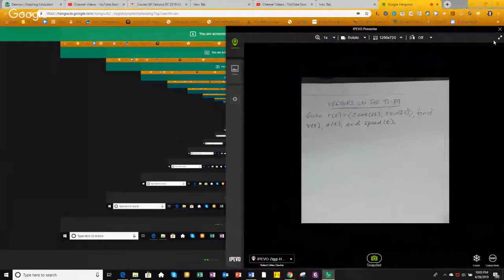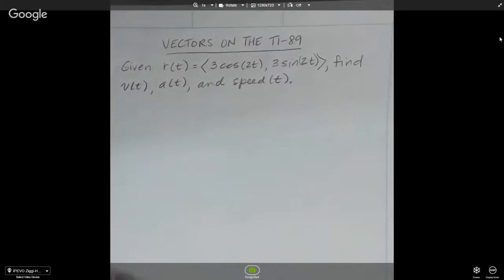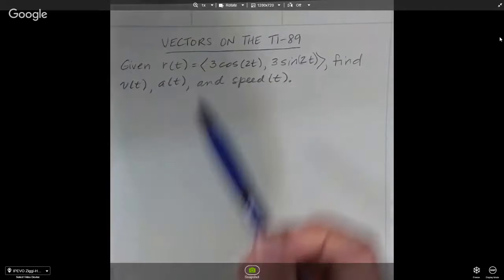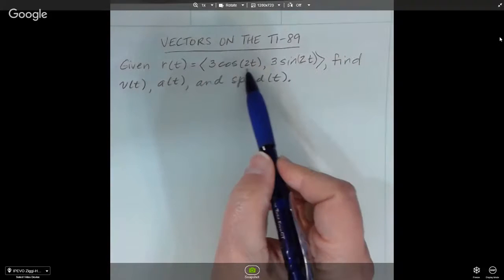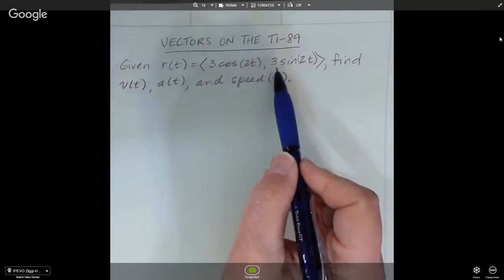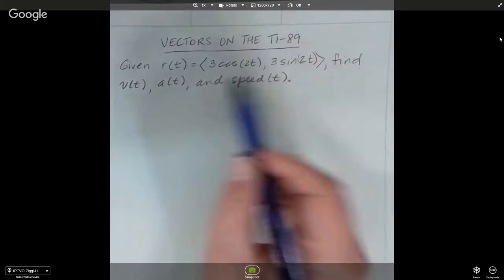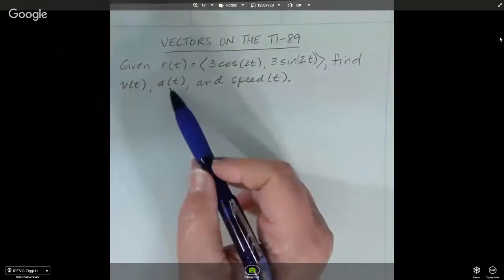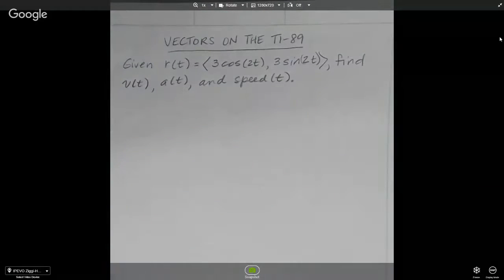All right, we're going to do vectors on the TI-89. I've given you a position vector, which I'm going to call R of t, equal to 3 cosine 2t, 3 sine 2t. This is the x component, the y component. We're going to find the velocity vector, the acceleration vector, and the speed as functions of time.